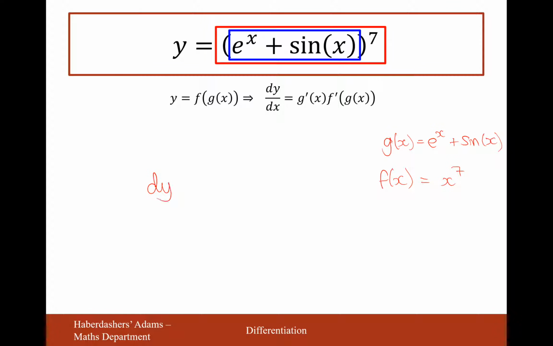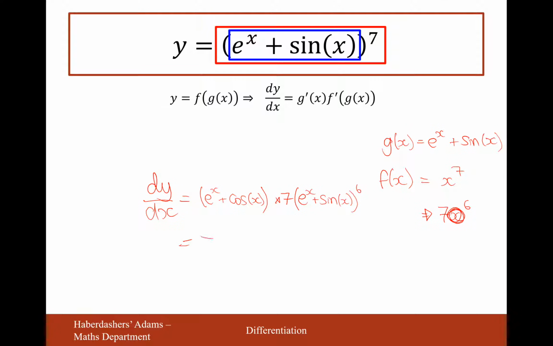So let's start differentiating. dy by dx equals the inside function differentiated first, that's e to the x plus cos x, and then multiply that by the derivative of the f function. Well, using first year differentiation, this is 7x to the 6, but it's not going to be 7x to the 6, it's going to be 7 times the inside function g, e to the x plus sine x, all to the power of 6. Okay, so this x here gets replaced with the g function. And that's the final answer.